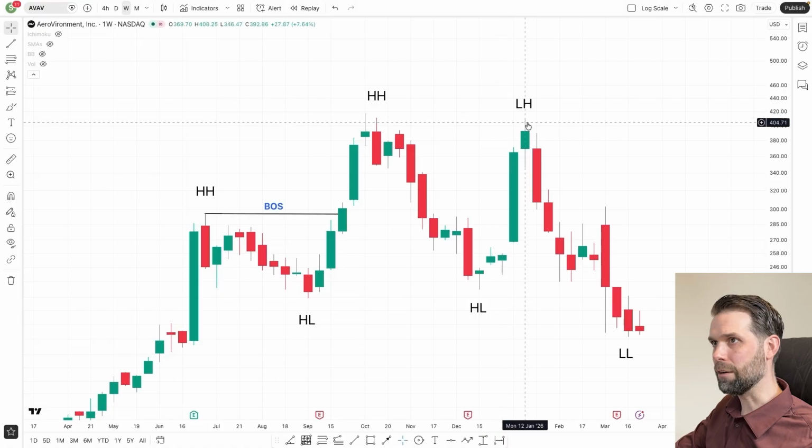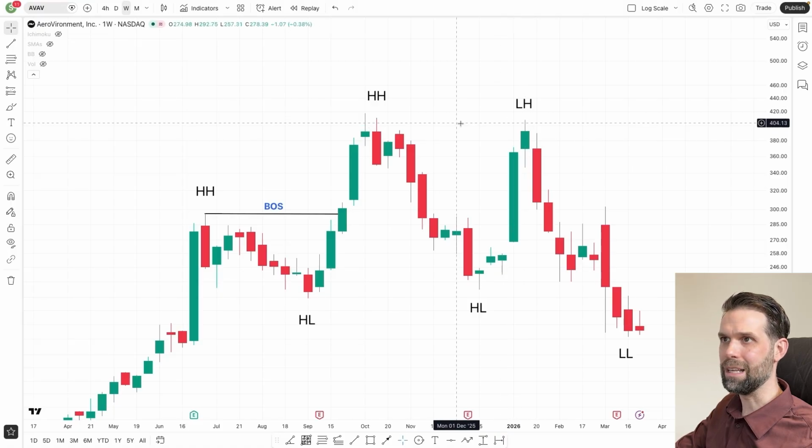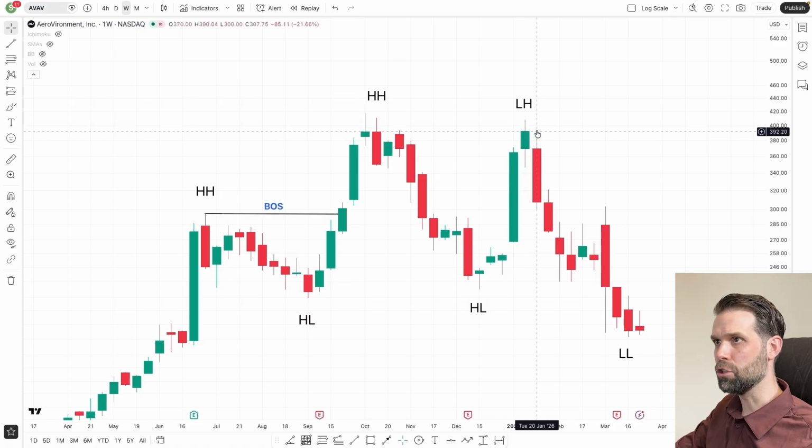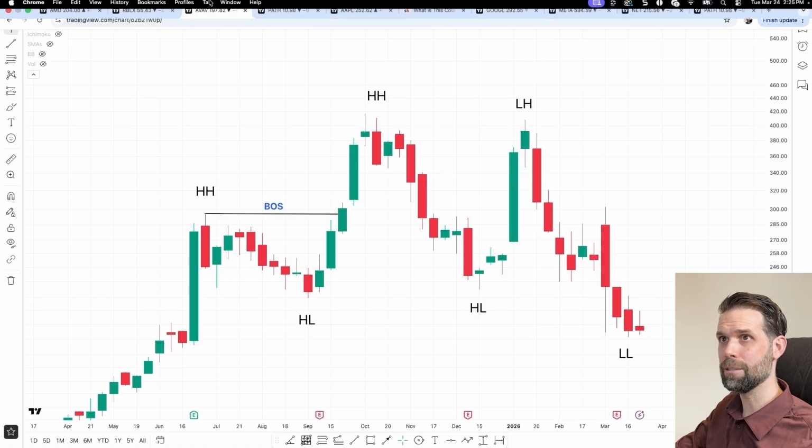This would not be a break of structure. If you labeled that a break of structure, it's not a real one. There is no higher high in this area. You should be cautious with closes like this.